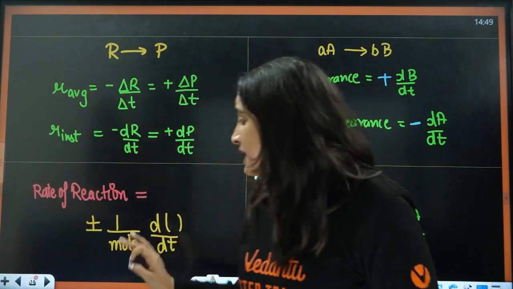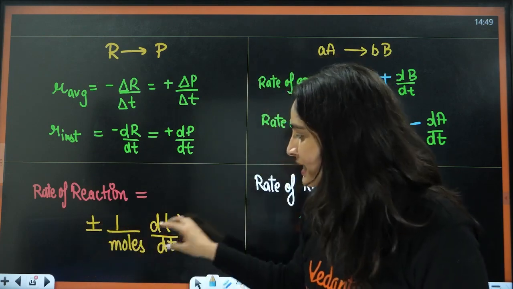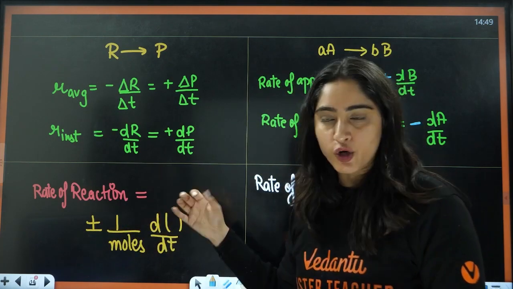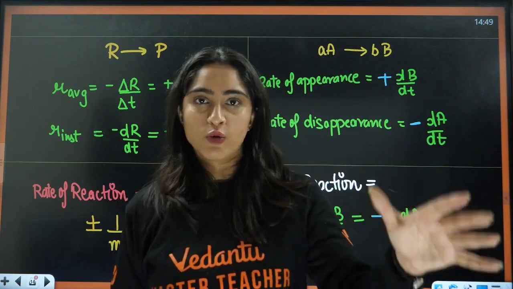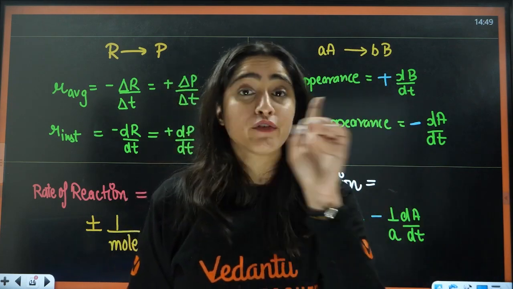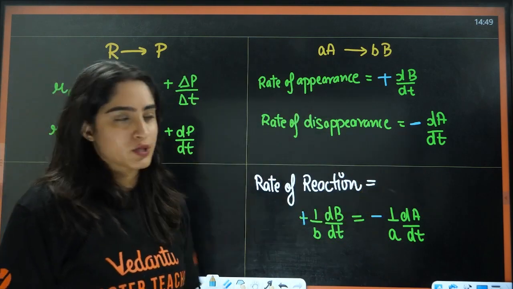That's why I have written rate of reaction is equals to appearance or disappearance, 1 by moles, d of whatever will be the reactant or product, divided by dt. So always divide it with the moles. Why? Because we calculate the rate of reaction for 1 mole only. So this is very important. Usually students get confused in this.